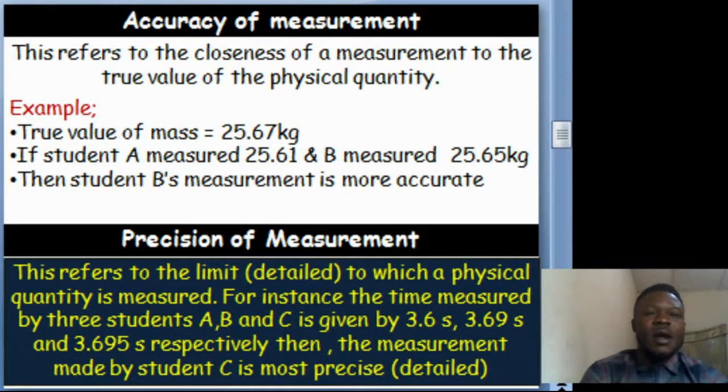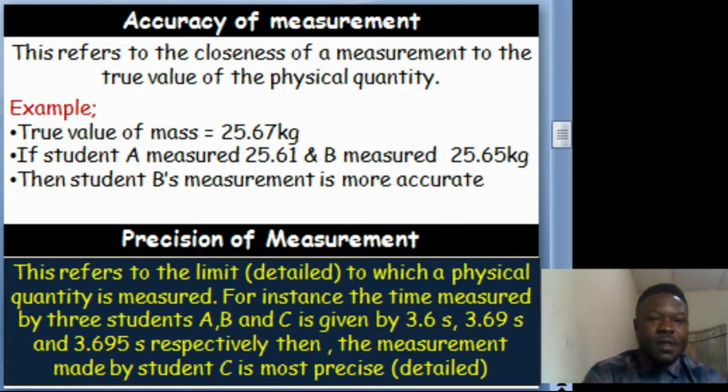Now, what do you mean by accuracy? I've been mentioning accuracy since morning, and what does it mean? It refers to the closeness of a measurement to the true value of the physical quantity. Now, let's take for instance the true value of a mass is 25.67 kg, and we have two students who measure. Let's say student A measures 25.61 and student B measures 25.65 kg. You can see student B is more accurate, at least closer to the actual value, which is the true value.